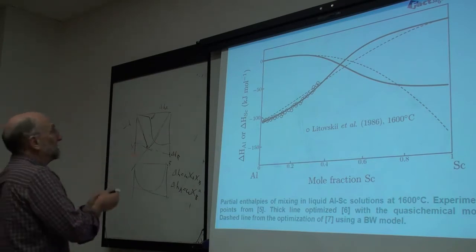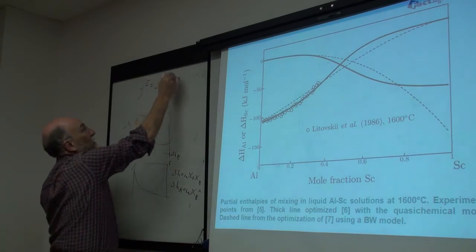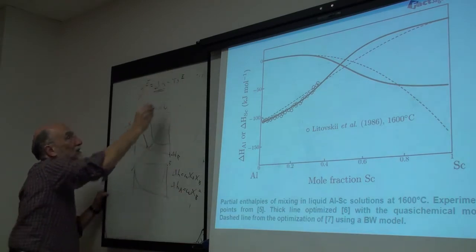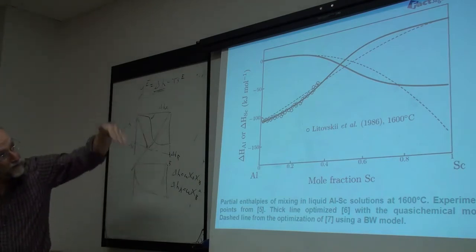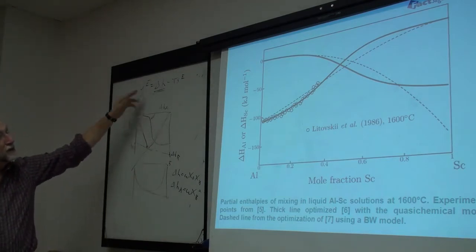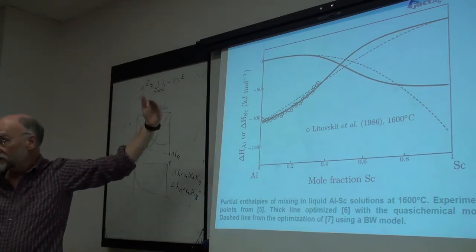short-range ordering. Here I plotted delta H. I'll show you entropy later. GXS is delta H minus TSXS. So it tends to be dominated by delta H. So the GXS, or the partial GXS, RT log gamma, also tends to have this sort of shape.